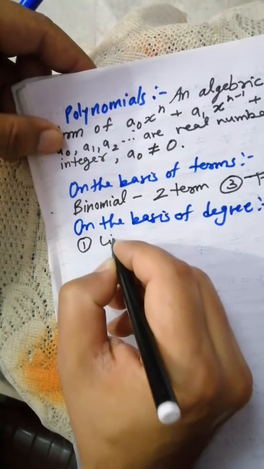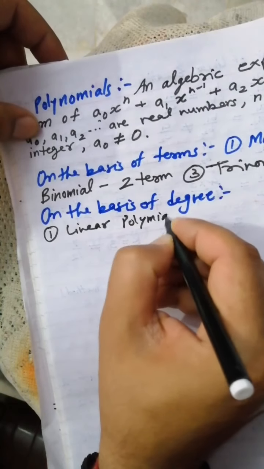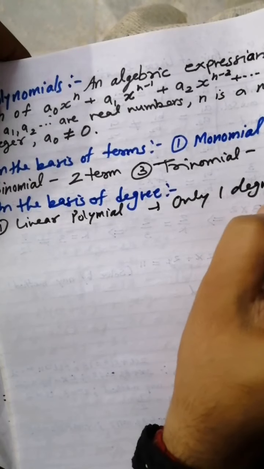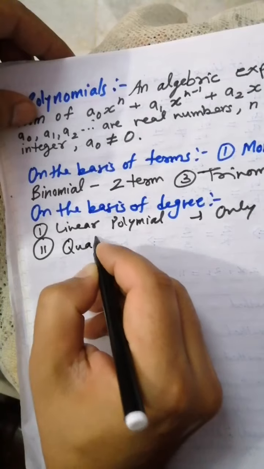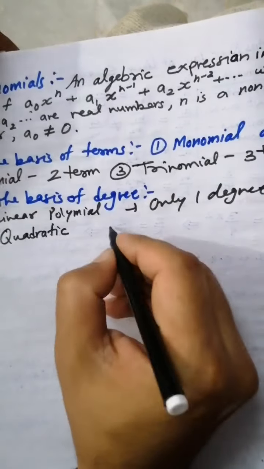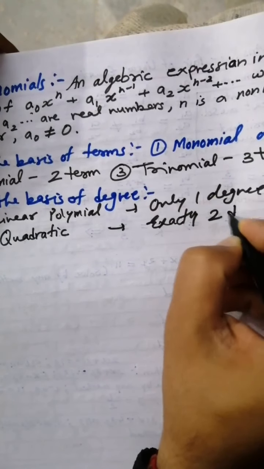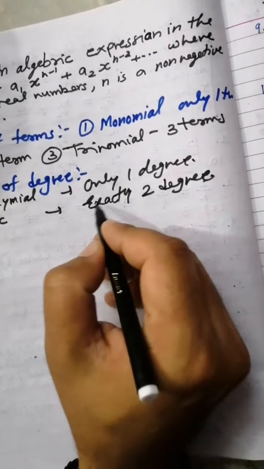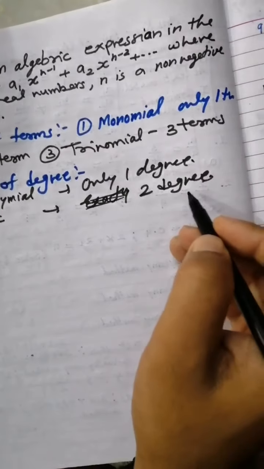So on the basis of degree, number 1, linear polynomial. Linear means only 1 degree. A polynomial which has only 1 degree is called a linear polynomial. Second, quadratic. Quadratic polynomial means 2 degree, the maximum power 2. If it is 2, it means 2. Quadratic means 2 degree.